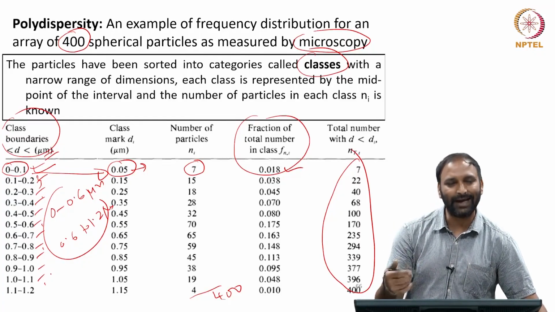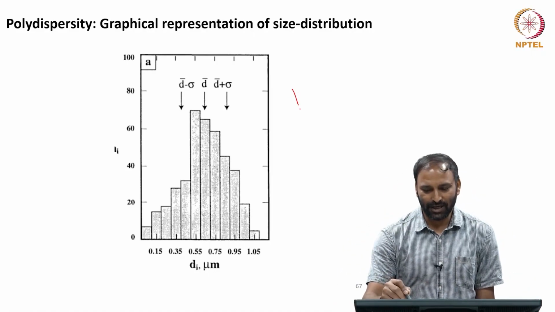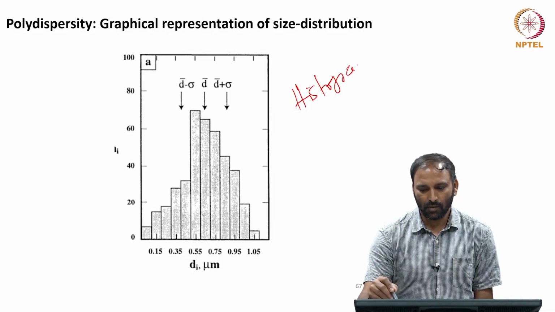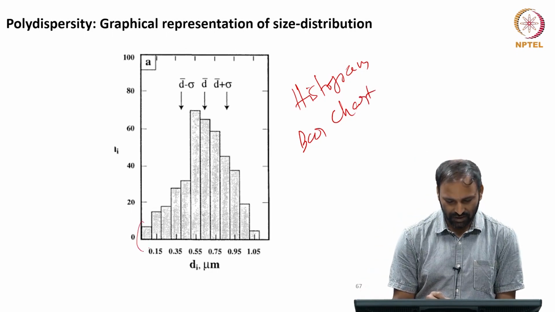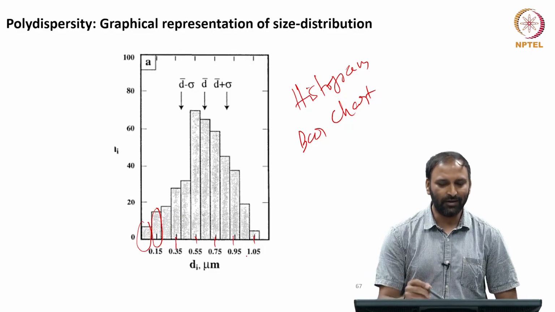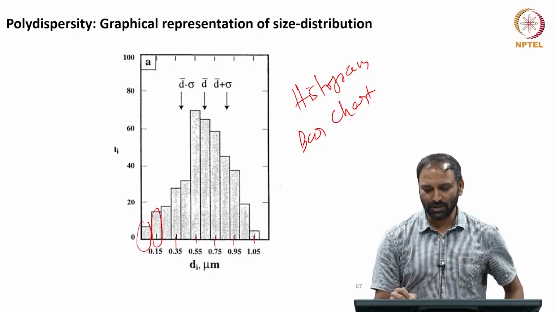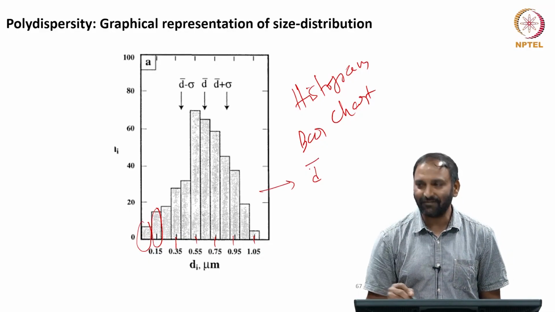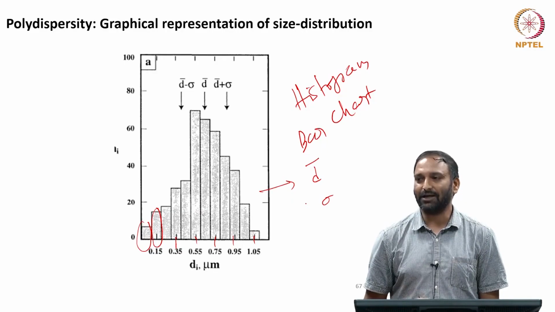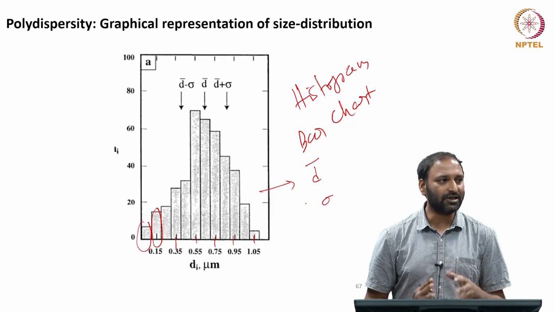Typically when you get data like this, you represent the size distribution in what is called a histogram, or a bar chart. That's your first class, second class. All these vertical lines that you see are the average size that corresponds to each of these classes. Therefore you get a distribution like this. Once you have a distribution like this, I can get the average size, and I can also get the standard deviation. That is the best way to represent your data when you have a polydispersed sample.